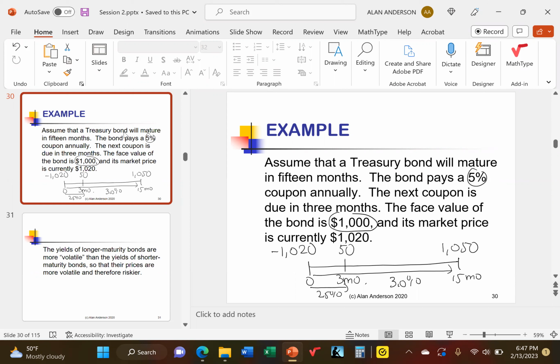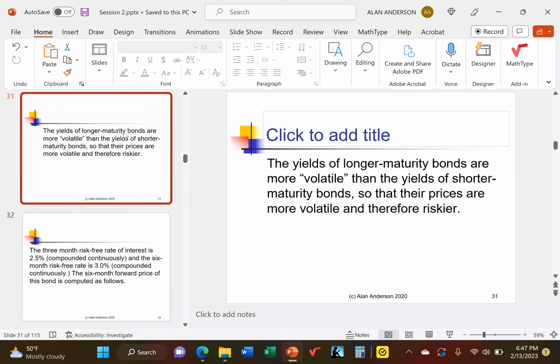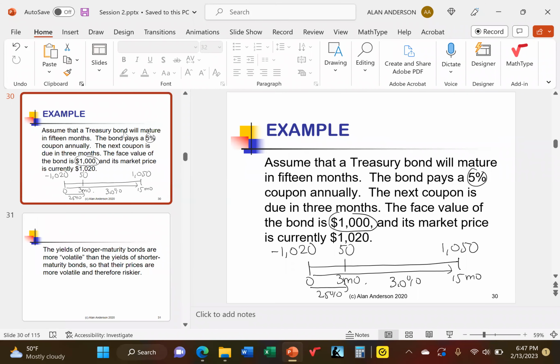So assuming that this is what we have, a 3-month rate, which is 2.5%, and it's again down here, the 6-month rate is 3%. So you can see, I guess I don't know if I drew that as well as I could have. I'm not seeing the 6 months here. Hold on a second.